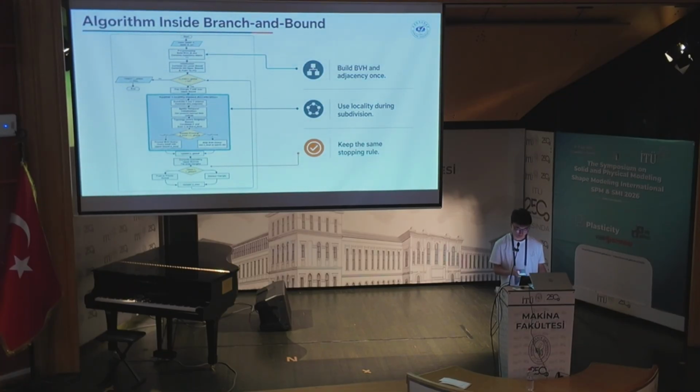Next, the pruning decides what to do. If the local is below the global bound, we prune and skip the BVH query. Otherwise, we run the global BVH query and update the local and global bound. The stopping rule stays the same as the baseline. We update the bounds until the required tolerance is reached.